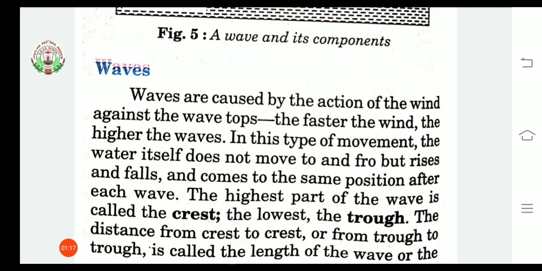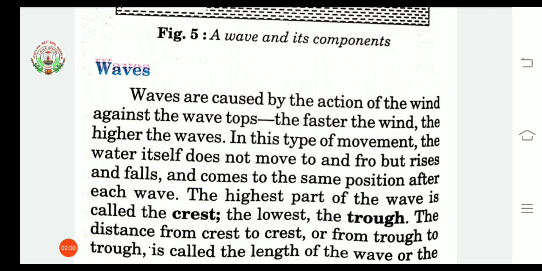While seeing the ocean, you must have noticed that the waves are of different sizes. Sometimes it has higher waves, sometimes lower waves. Why does it happen so? Because the size of waves depends upon the speed of the wind. The faster the wind, the higher the waves. In this type of movement, the water itself does not move to and fro. To and fro means front and backward. So, where it moves, it rises and falls and comes back to the same position after each wave.